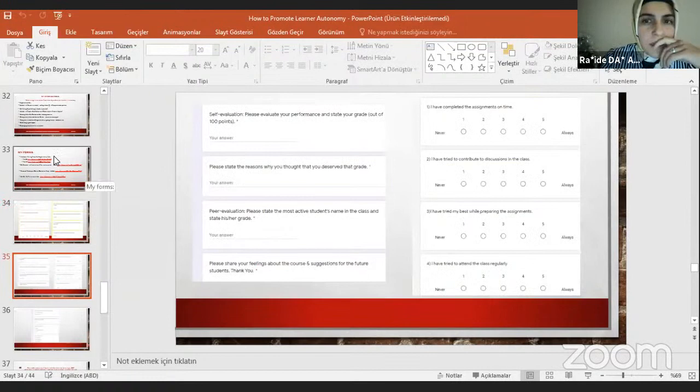And again, self-reports. Yes, here, as you see on the right side, I also use that one. I have completed the assignments on time. I was kindly asking my students to fill up this form so as to reflect on their learning process, their participation, their performance. I have completed the assignments on time. I have tried to contribute to discussions in the class. I have tried my best while preparing the assignments. I've tried to attend class regularly.